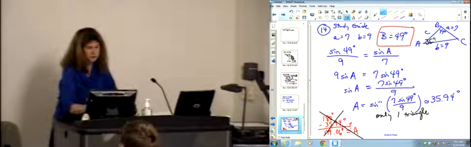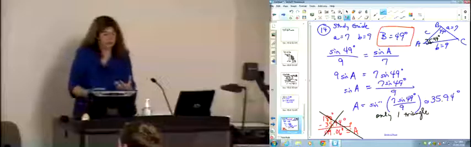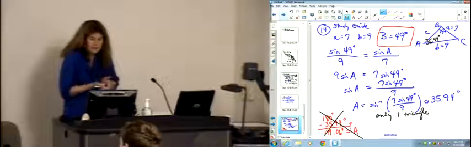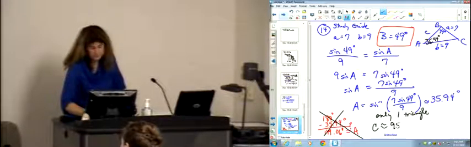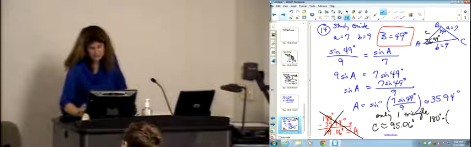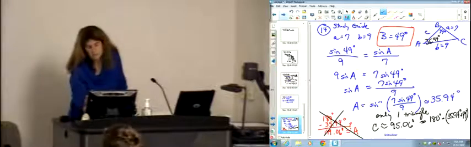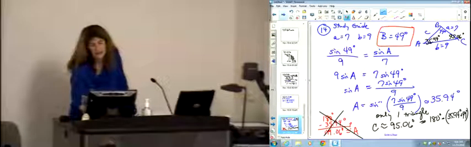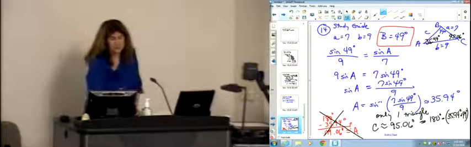We'll put up that's 35.94 degrees. That allows us to find angle C by, what else do we need in there to get that to 180? Okay, so 95.06. We're doing 180 minus that 35.94 plus 49. Okay, that's where that came from. And that only leaves us side C to find. So we'll go back and set up the law of sines once again to find side C.